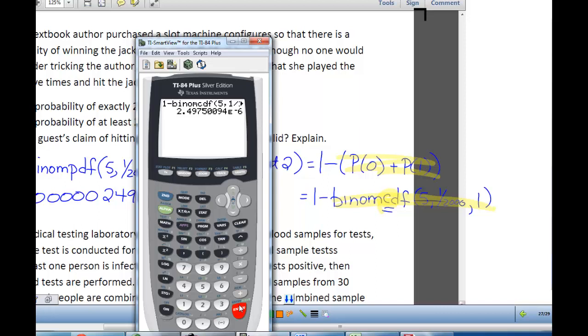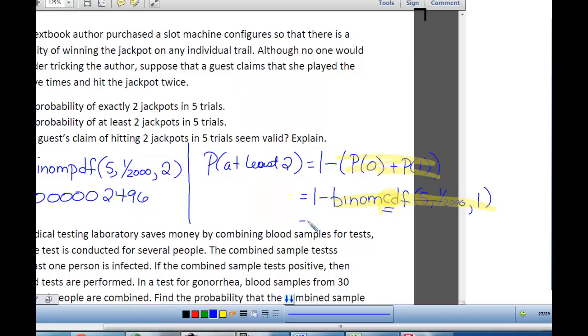24975. Okay, what was the last one? Should it be a 6? Okay. All right. 1, 2, 3, 2, 4. Not much difference at all.